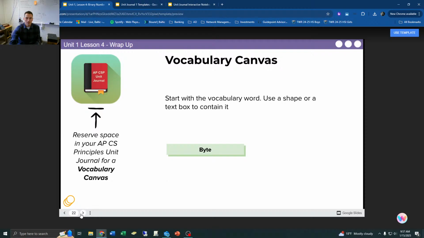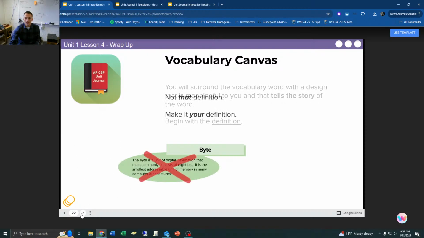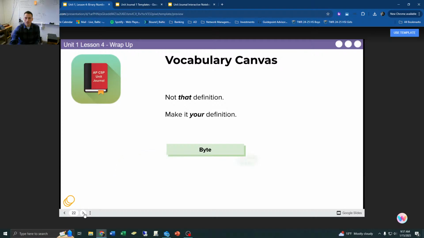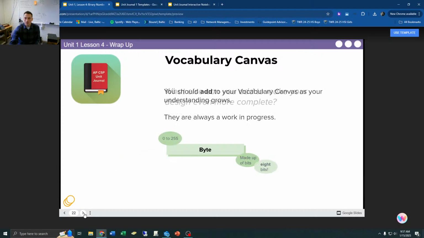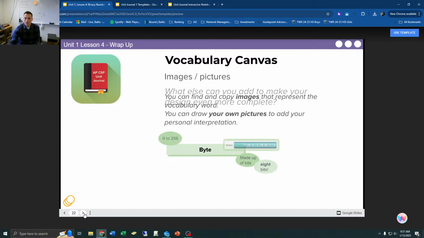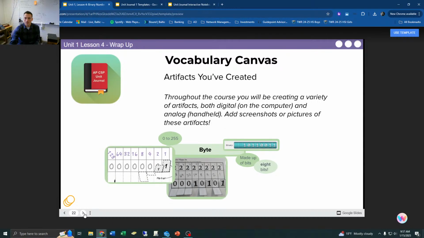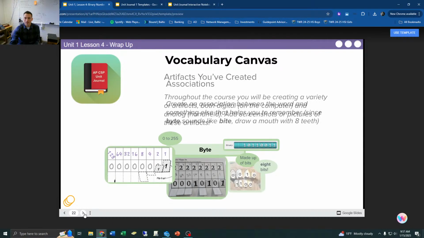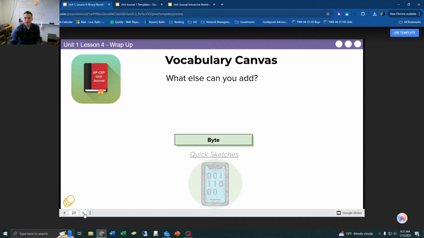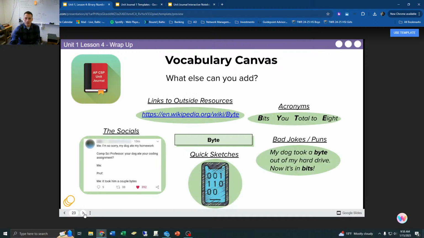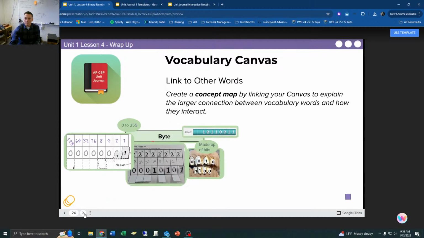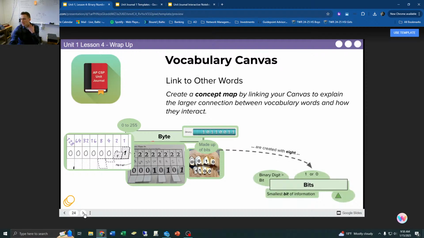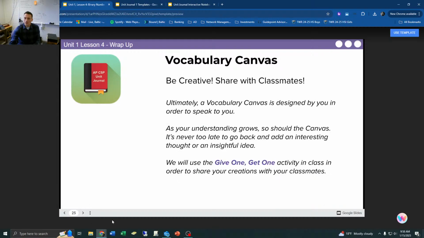And that should be the end of, let's just double check. There's some examples of vocabulary canvas. What else could we add in there? There's some links on here, some acronyms. Could link in other words, represent them, conceptual map and draw them between each other. So byte and bits and how they are interlinked.